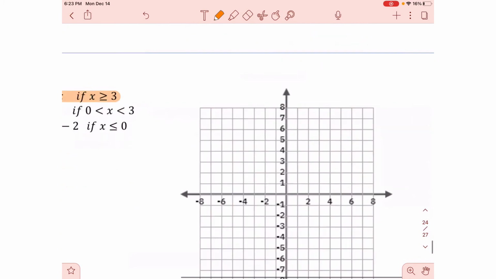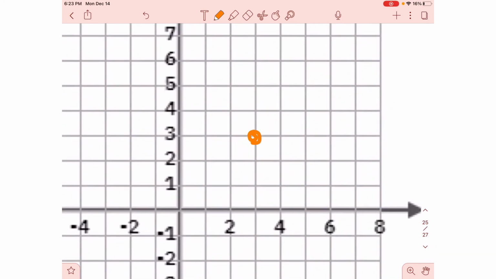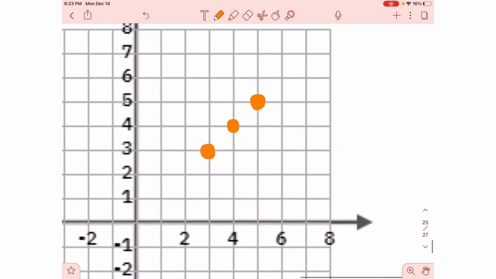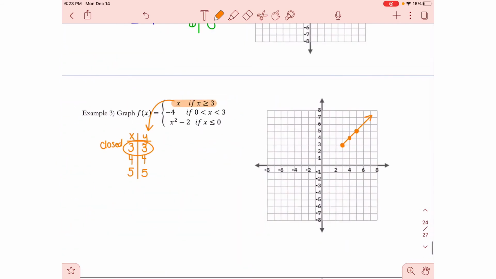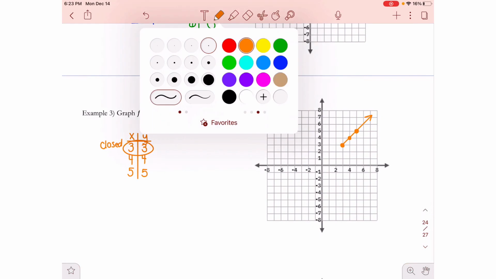Okay, so 3, 3, 4, 4, 5, 5. And that is when x is greater than 3. So I want to make sure my line is going to the right of that line at 3. Okay, so then I have to do the next one.